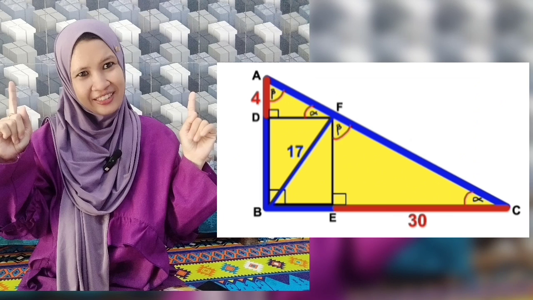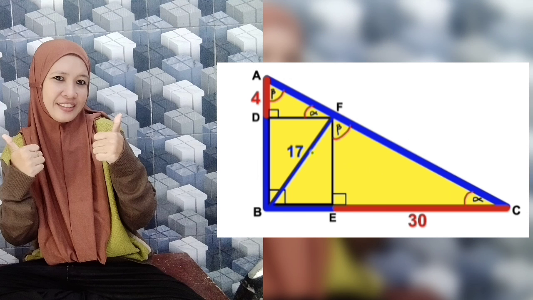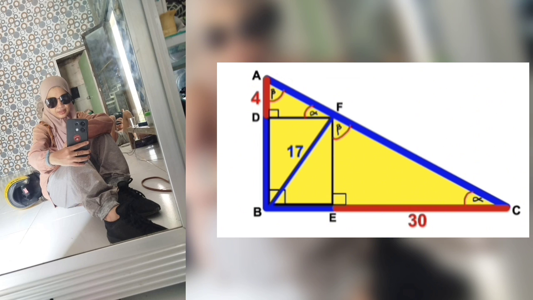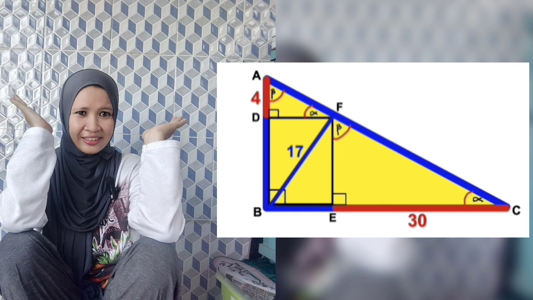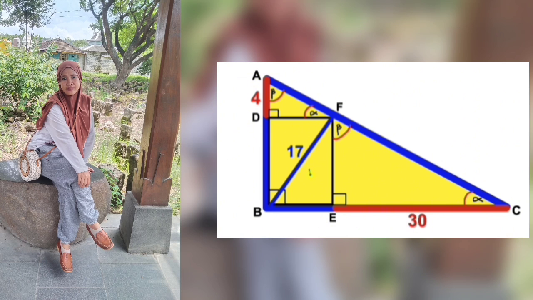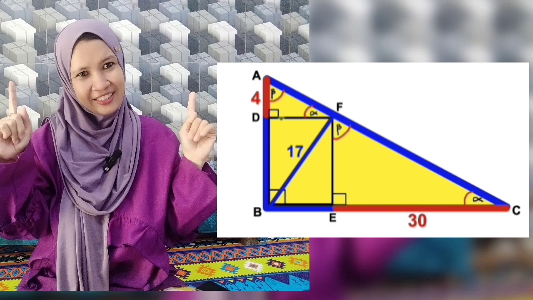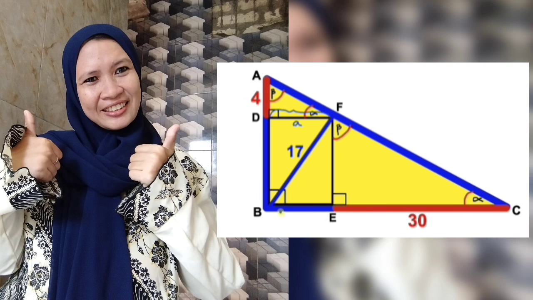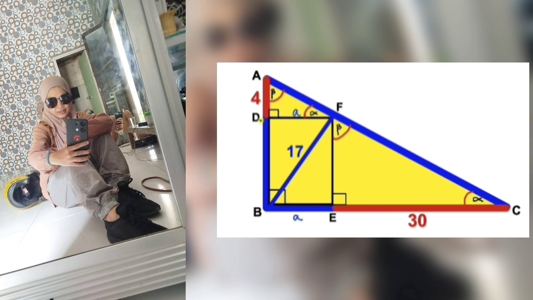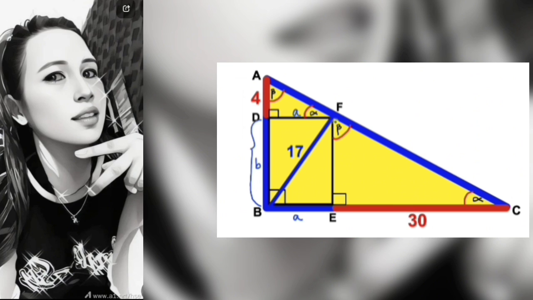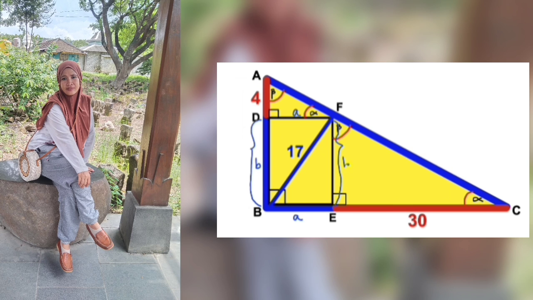And since they are similar triangles, we're going to have a proportion. In other words, the ratio of these two side lengths, DF and AD, is going to be equal to the ratio of EC and FE. And now let's focus on this rectangle DBEF. I'm going to label this side of this rectangle as lowercase a. Then this side is going to be lowercase a as well. And likewise, I'm going to label this side of this rectangle as lowercase b. Then this side is going to be lowercase b as well.